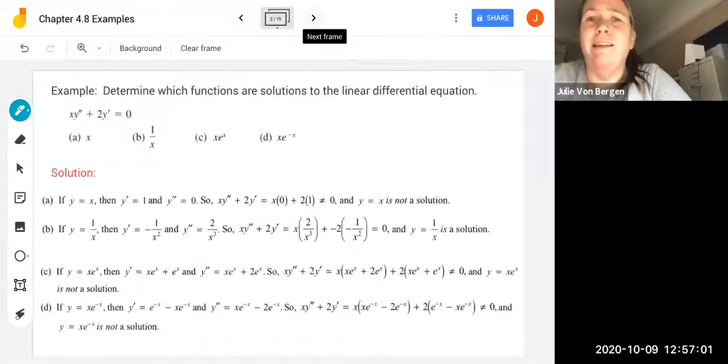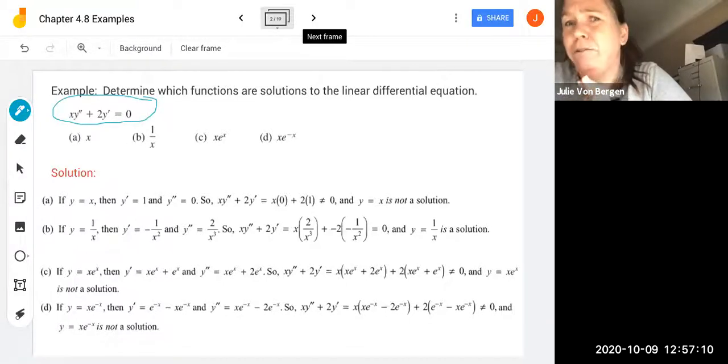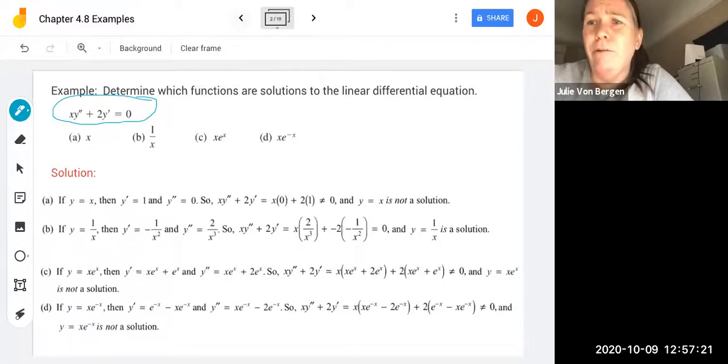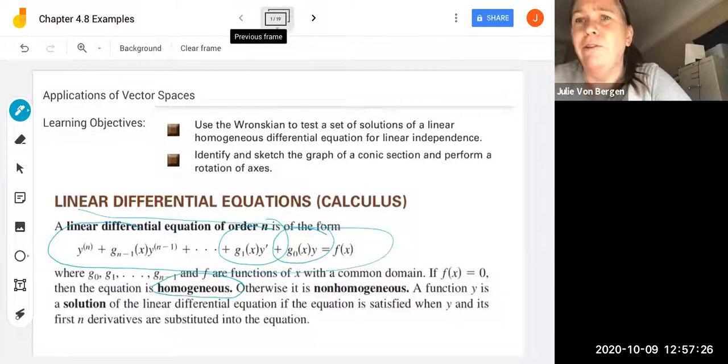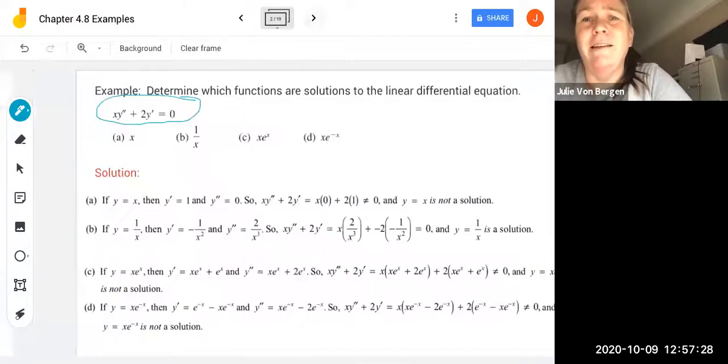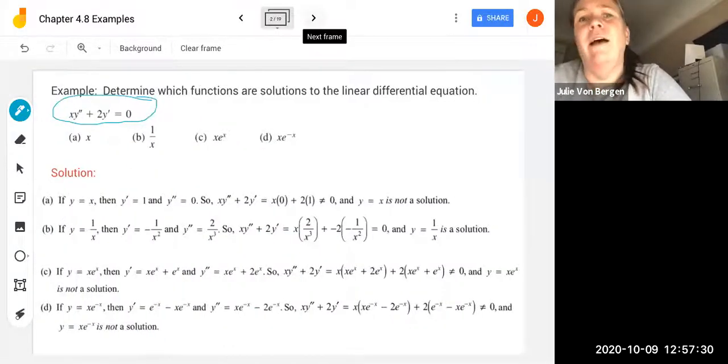So let's take a look at an example here. We are going to determine which functions are solutions to this linear differential equation, x y second derivative, or you might call it y double prime, plus 2 times y first derivative, or you might call it y prime, equals 0. So this equation is equal to 0, so it's known as a homogeneous linear differential equation. It's linear because we don't have any exponents here. Our highest power of all these terms is 1.